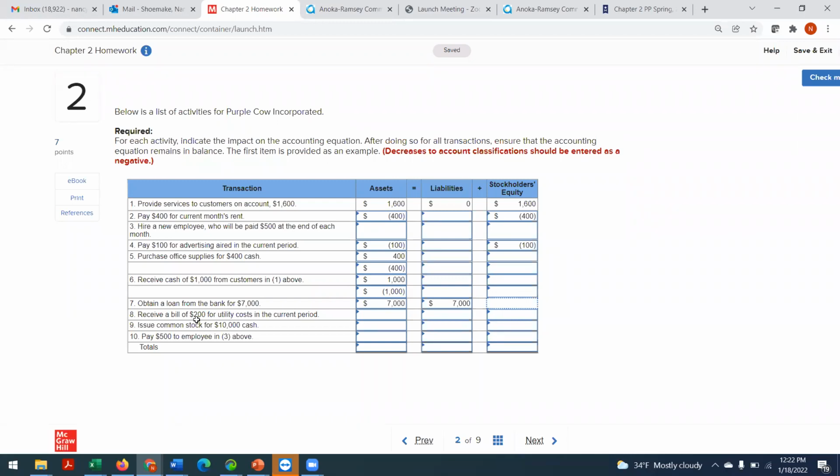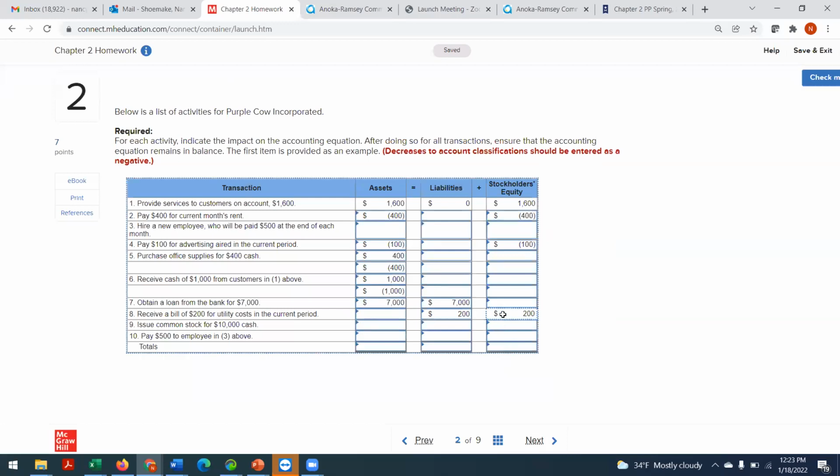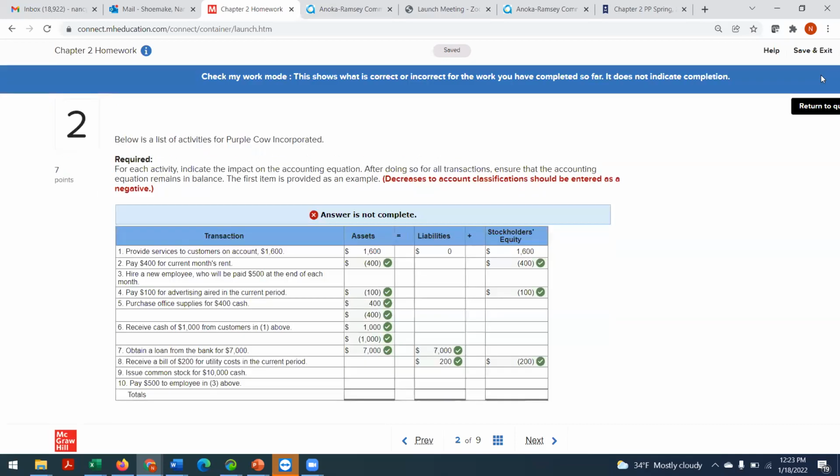When we receive a bill for $200 for utility costs in the current period, what are we going to do there? We haven't paid the bill, we just received the bill. So our utility expense is going to be debited $200, and we'll credit accounts payable for $200. Oops, I should have subtracted that because having an expense reduces our stockholders' equity.